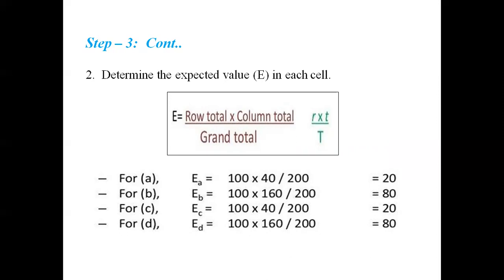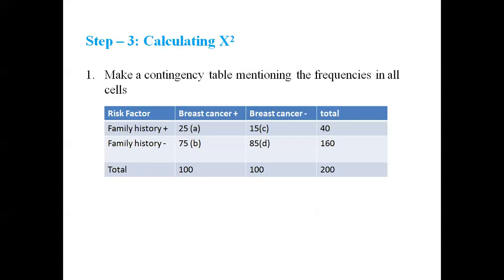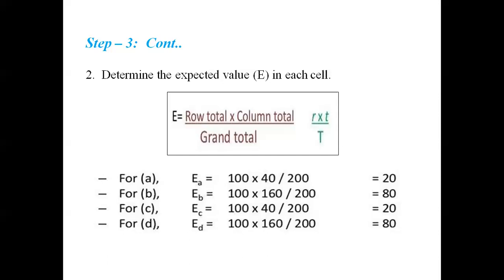So for A, whose observed value we have as 25, what expected value came? That is 20. Similarly we will calculate for B. For B, the observed value is 75, so how did we calculate for it?